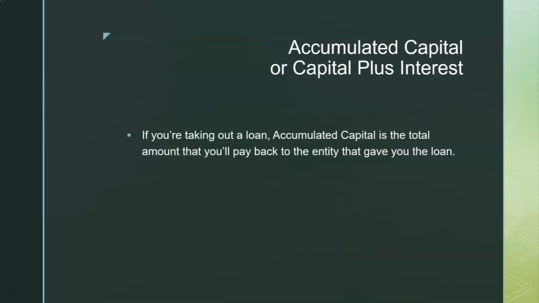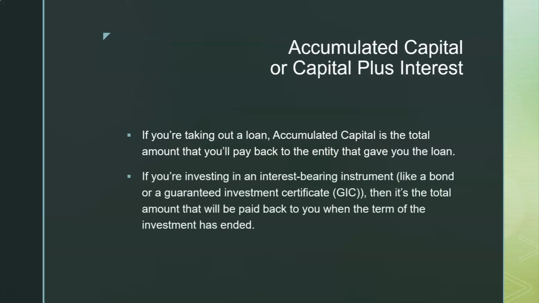If you're taking out a loan, accumulated capital is the total amount that you'll pay back to the entity that gave you the loan. If you're investing in an interest-bearing instrument like a bond or a guaranteed investment certificate, a GIC, then it's the total amount that will be paid back to you when the term of the investment has ended.